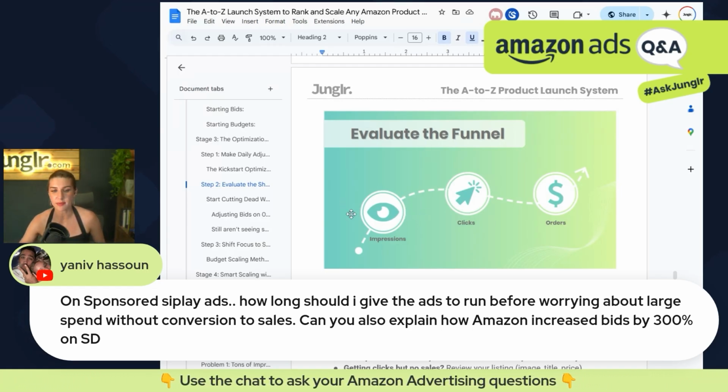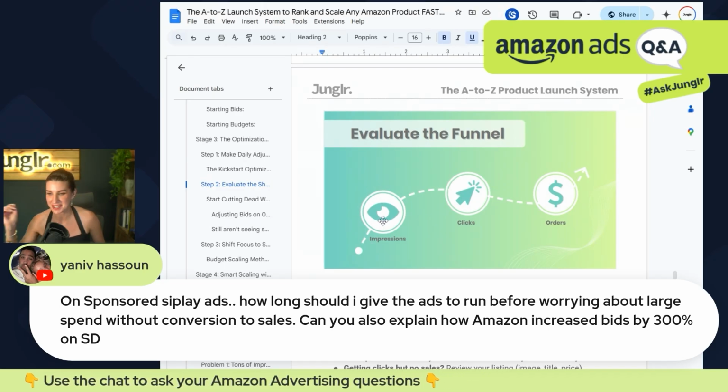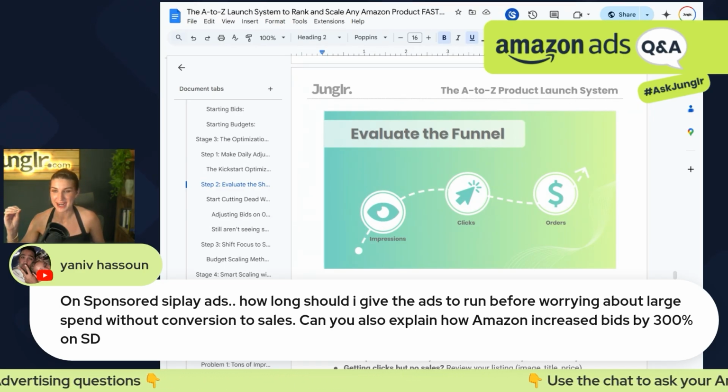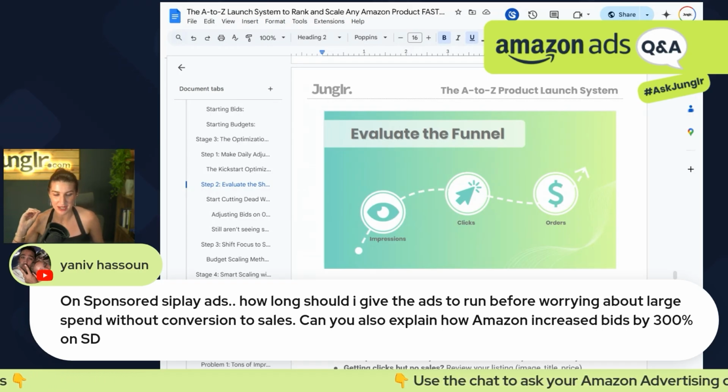When you're evaluating the shopper funnel, the first thing is impressions. I'm seeing a question from Robert: how do you overcome Amazon throttling your ads? Oh my gosh, I have tips for you when it comes to optimization.